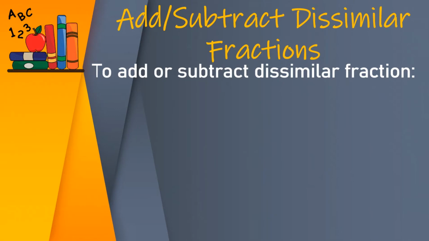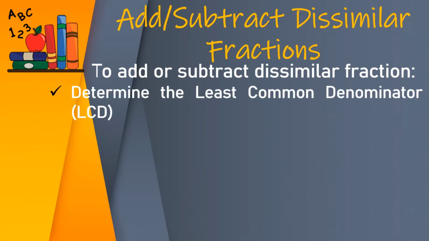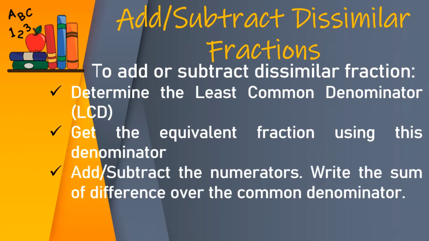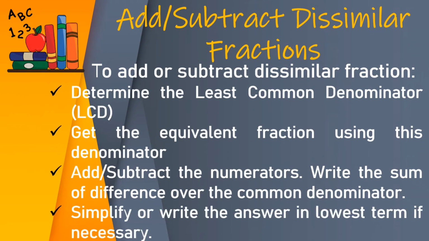So, to add or subtract dissimilar fractions, first, determine the least common denominator or the LCD. Next, get the equivalent fractions using this denominator. Meaning, ibabagigin na siyang similar fractions. Next, add or subtract the numerators. Write the sum or the difference over the common denominator. And then, simplify or write the answer in lowest terms if necessary.